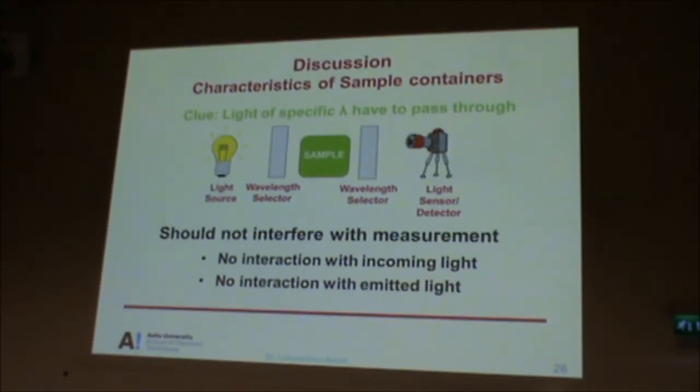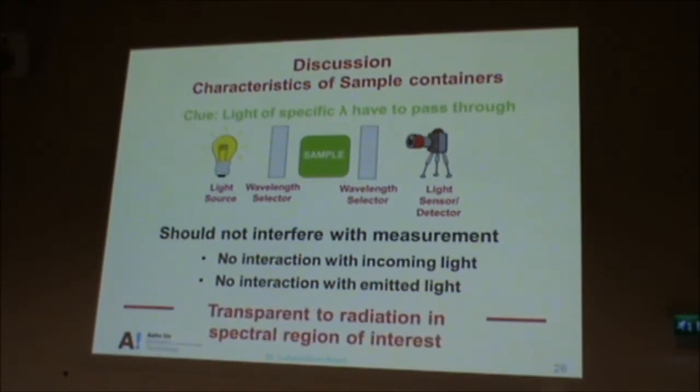Okay, I'll give some more clues. You guys are not opening up much. It should not interfere with the measurement. What does that mean? It means that it should not block the incoming light that has to interact with the sample. And after the sample has interacted with the incoming light, either the light is scattered or the absorbed light is emitted again, the sample holder should not interact with the emitted light. So in effect, a sample holder should be transparent to the radiation of the region that we are interested in.